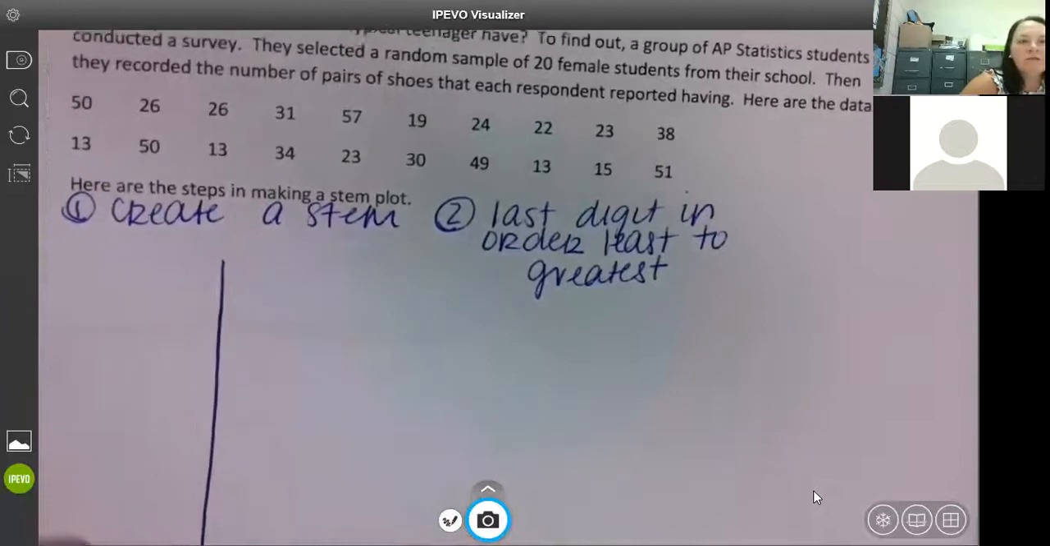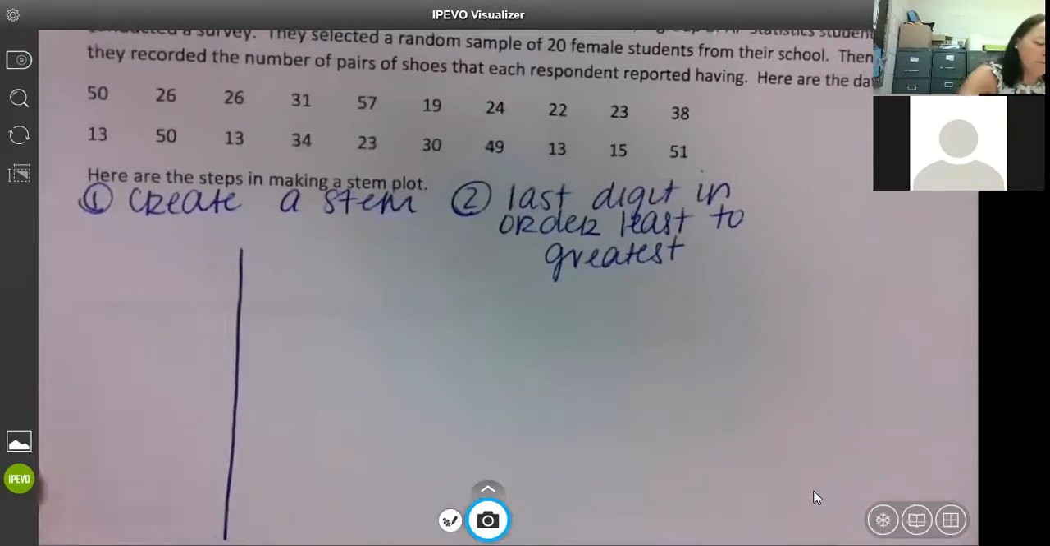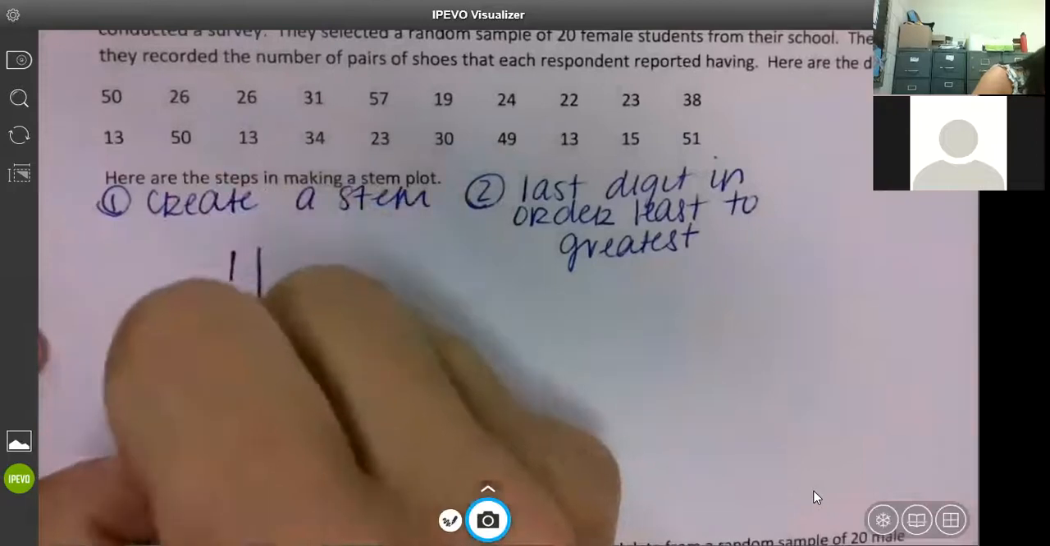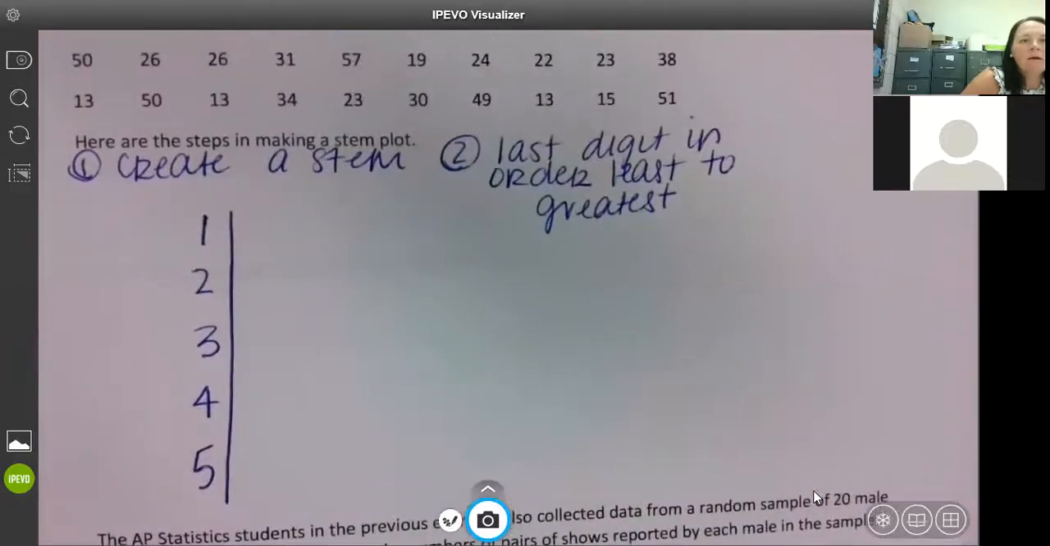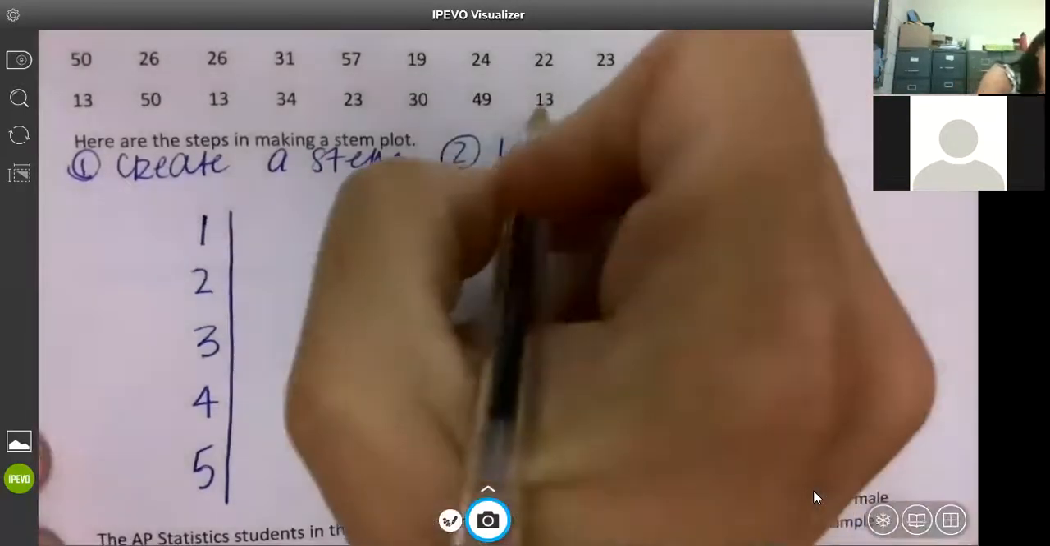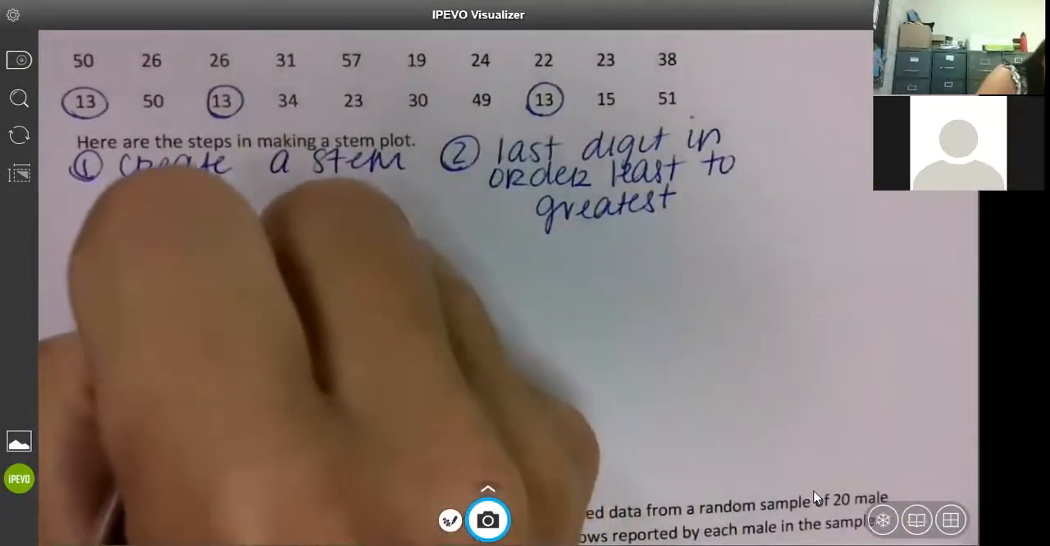When we're dealing with 2-digit numbers, for 50, we'll put 5 on one side and the 0 on the other. So we have from 13, I think, the smallest one, to 57. So to make our stem, we're going to do it like this. And then you have to do them in least to greatest order. Our littlest one is 13, but there's quite a few of those. There's 3 of them. So 13, 13, and 13. We list those.